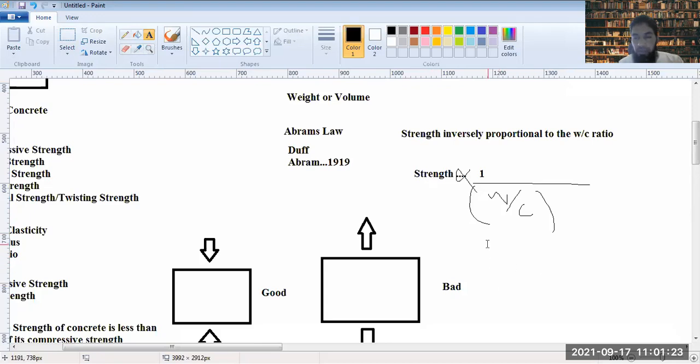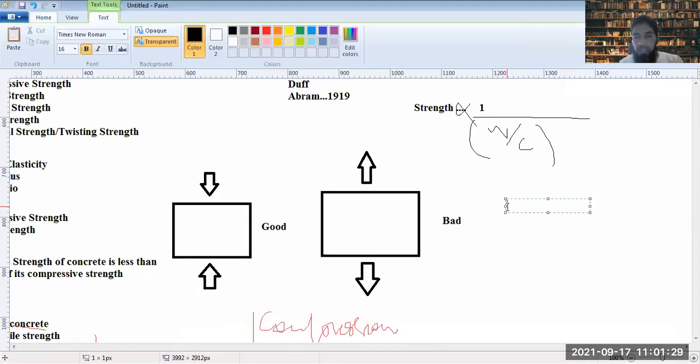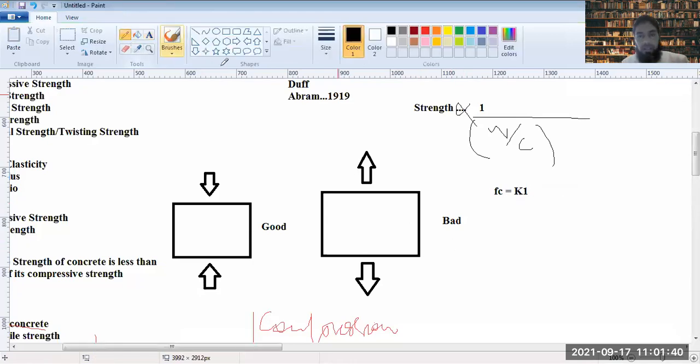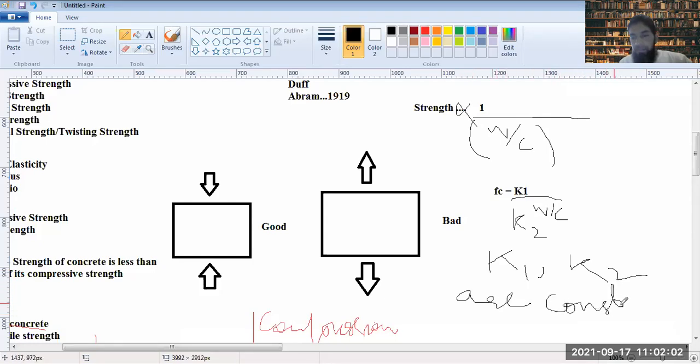So where W/C is the water cement ratio of the mix. Now if you take it in terms of the power law, it is Fc equal to K1 by K2 raised to the power W by C. So K1 and K2 are both empirical constants. This is an empirical equation. So these are constants.